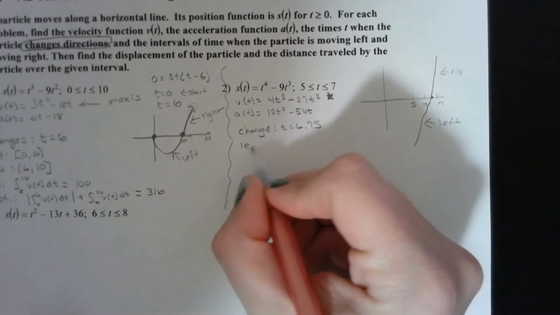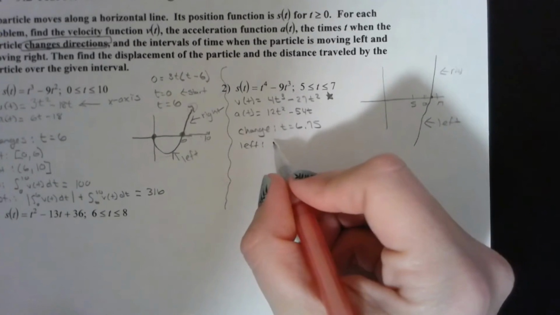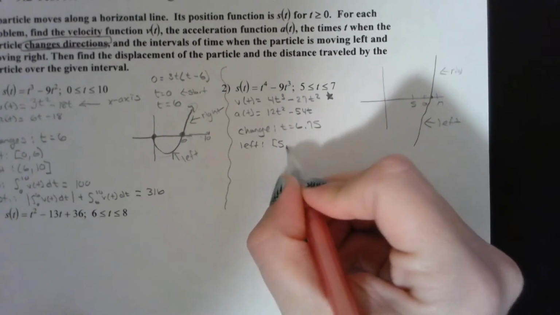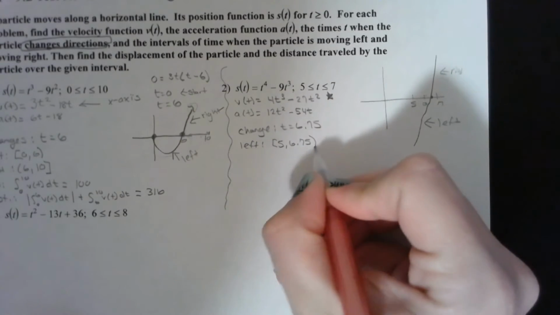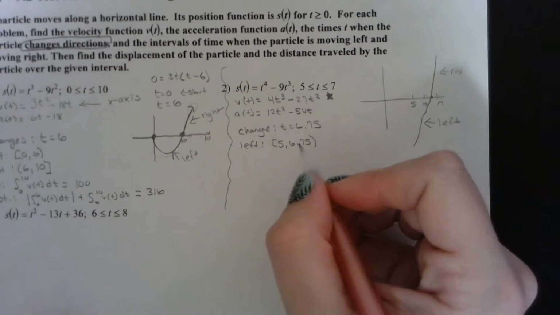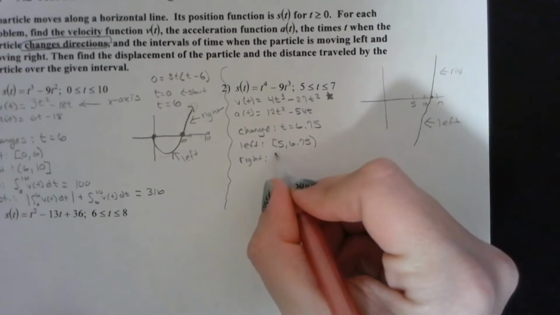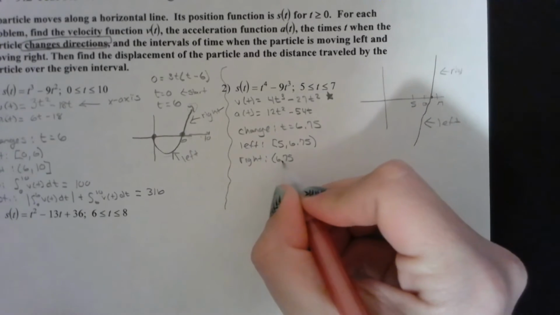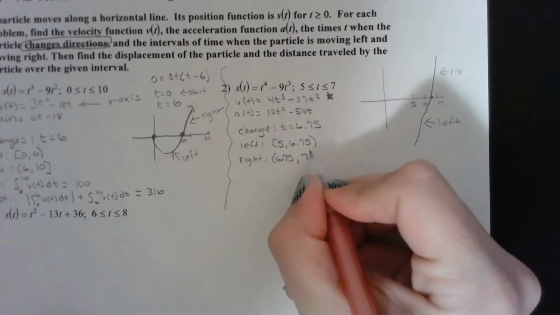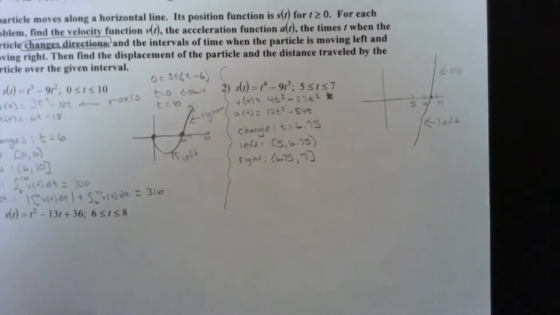So left is going to be from the 5 to the 6.75 where it changes direction. It's going to be moving to the right from that 6.75 where it changed direction to the 7. Okay, so that's where it changes direction, where it's moving left and moving right.